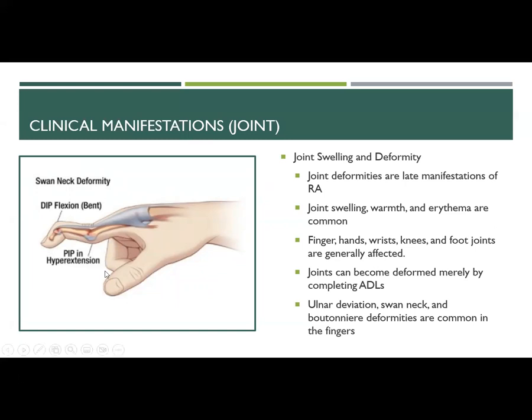And what you're looking for, like I've said so many times, bilateral is what you're looking for. Are both sets of my joints swollen? Are both sets of my joints warm? Fingers, hands, wrists, knees, and foot joints are generally affected, and they can become deformed merely by completing ADLs. And what you can develop is an ulnar deviation, the swan neck, like we've got here, which is common in the fingers. So it looks almost like a swan.